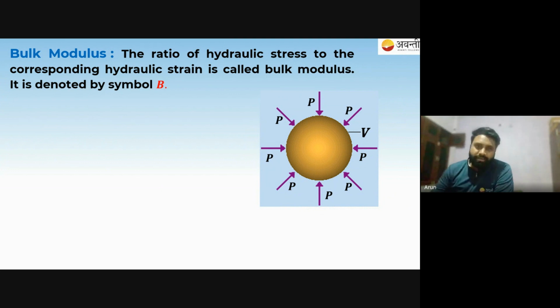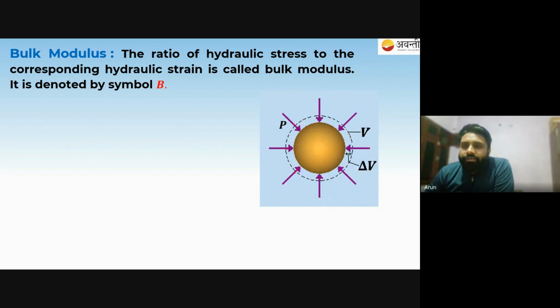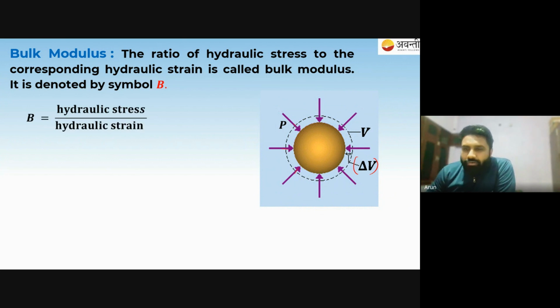So here you will see on this object a uniform pressure has been applied, which has a direction passing through the center of it. Radially it has been applied and perpendicular to each face. This pressure is acting perpendicular to this object, okay, but uniformly. So it is going to decrease the volume of it, and let's say the decrease in volume is delta V. Now, we know that bulk modulus is nothing but the ratio of hydraulic stress to the hydraulic strain. So B is equal to minus P upon delta V by V.